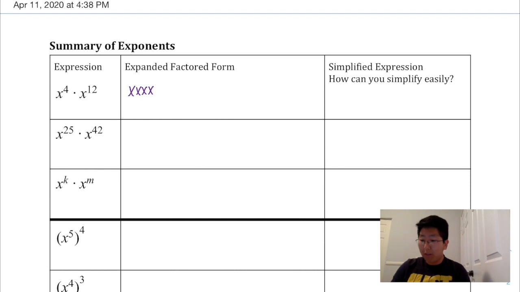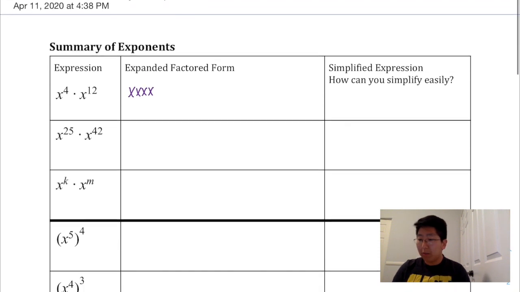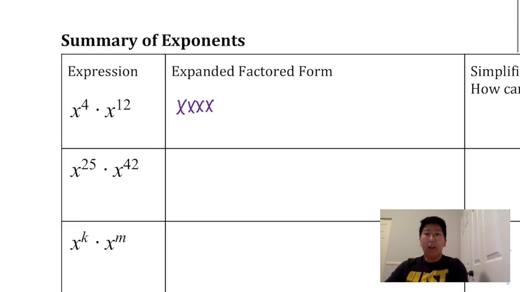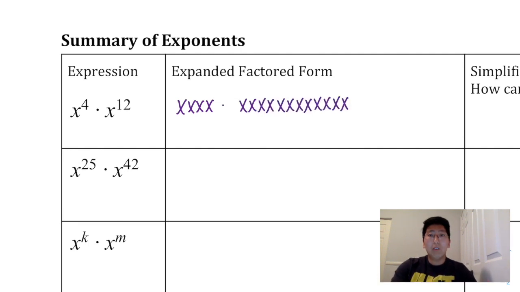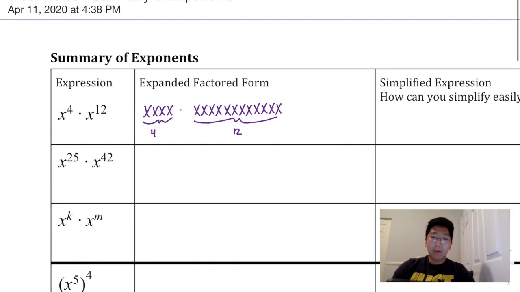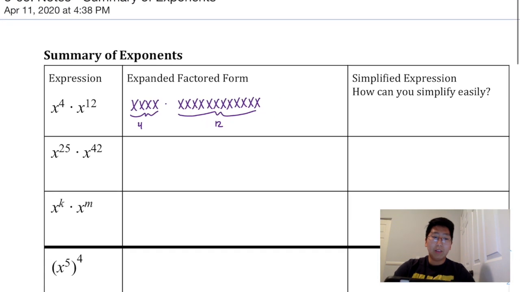X to the fourth. That means that x is going to be multiplied by itself 4 times. X to the fourth times x to the 12th. So there's 4 here and 12 here. Now the question is, how many x's are there total? Okay, so simplified. How can we simplify this easily?